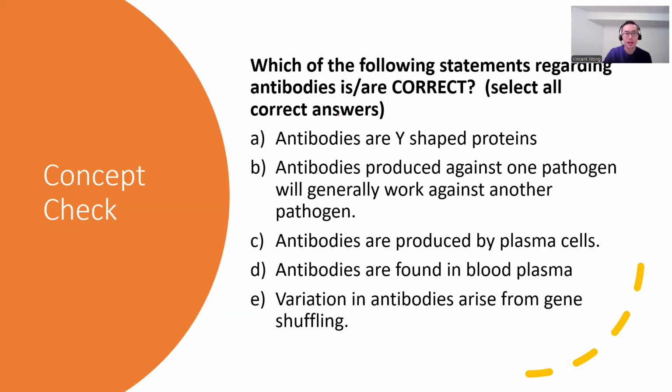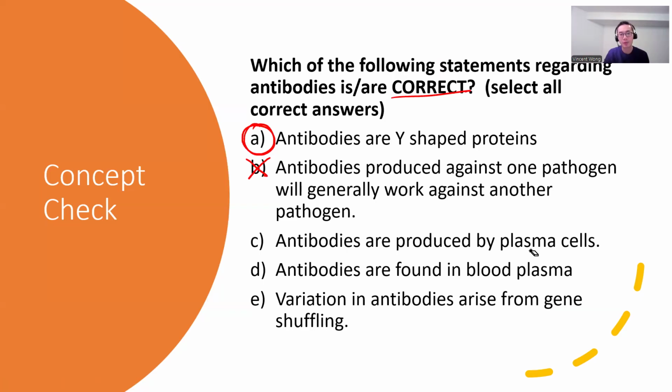All right, let's see. We're looking for the correct statements. Antibodies are Y-shaped proteins. That's correct. Antibodies produced against one pathogen will generally work against another pathogen. Not true. Remember the screwdrivers? One screwdriver for one screw. One antibody for one pathogen. Generally speaking, okay? There are exceptions, which we're going to look at, but generally, what you make for bacteria A is not going to work for bacteria B.